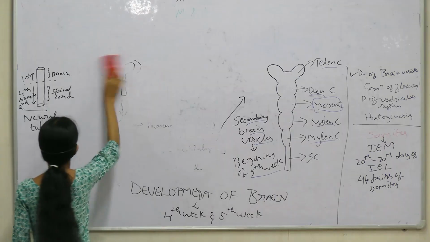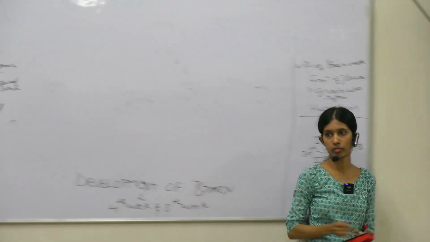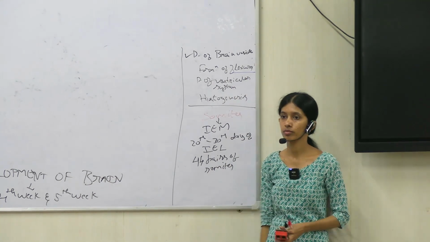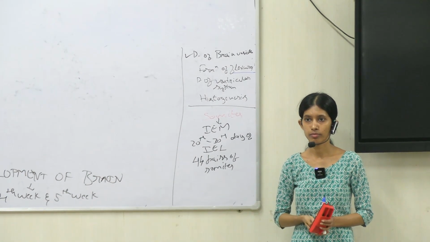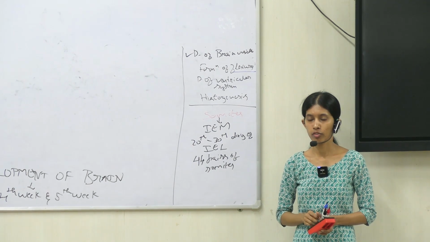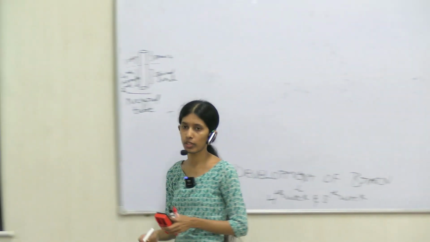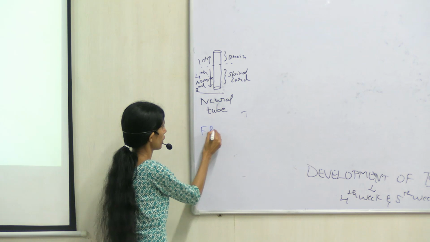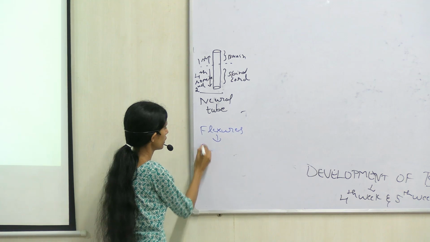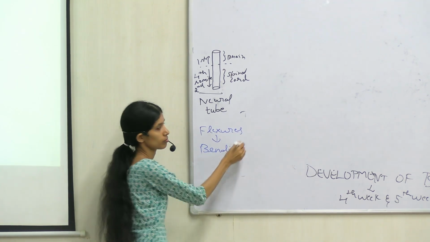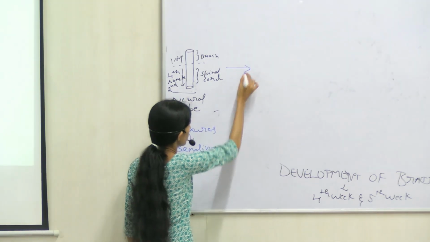What do you mean by flexures? How does the formation of flexures take place? Flexures are nothing but bending. Whatever part gets bent during the development process is called flexures. It means not folding, it means bending. So now imagine the same tube like this.